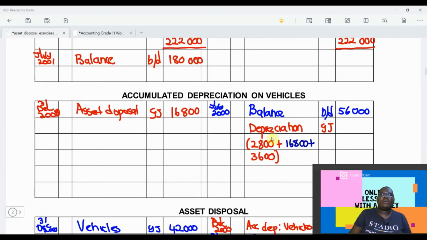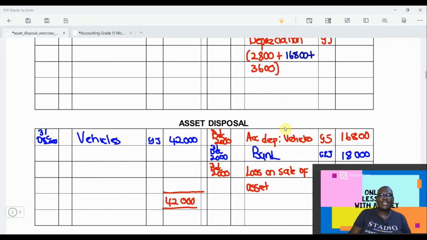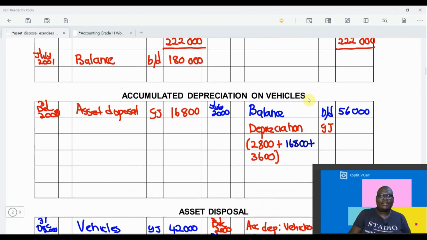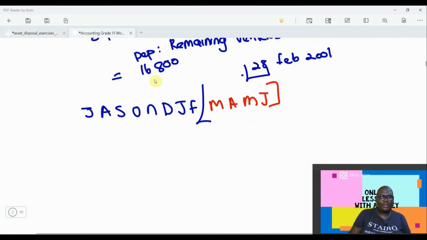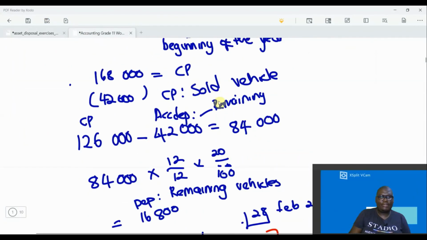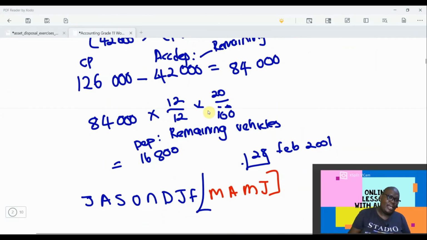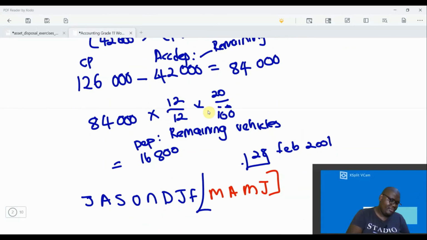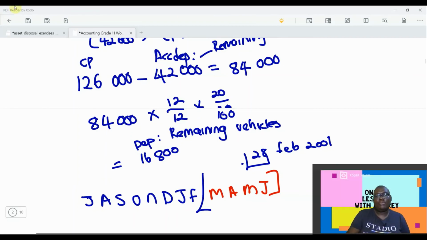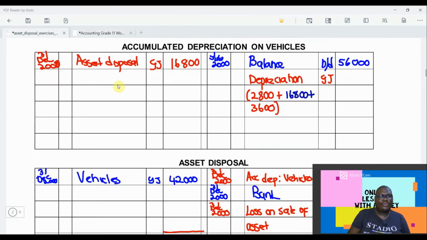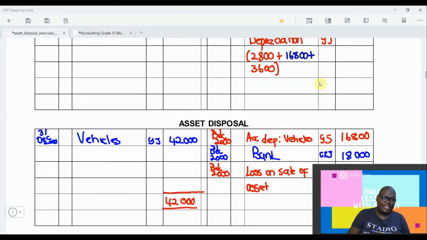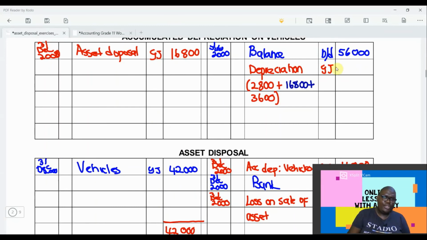Okay, let me try and remember where we got the 16,800, because I forgot how I got that one. Okay, so 84,000 multiplied by 0.20. Okay, now I remember where we got it. So now what are we going to do? We try and totalize this, and we put the total here.